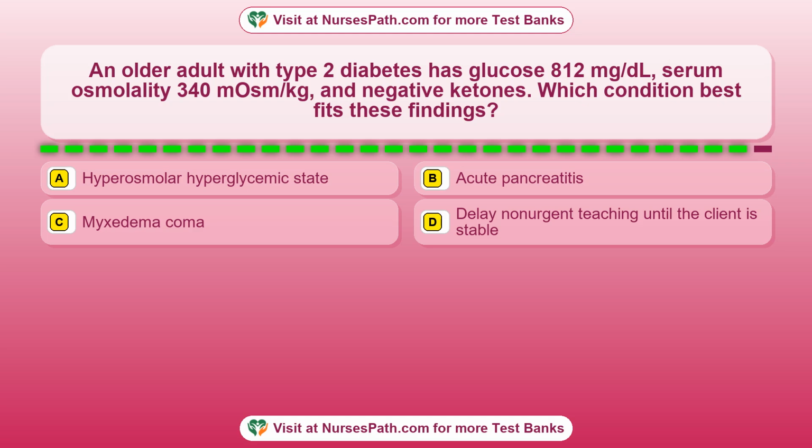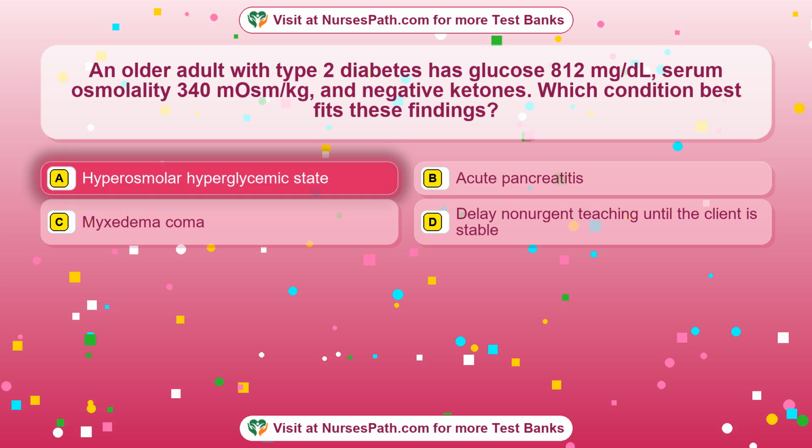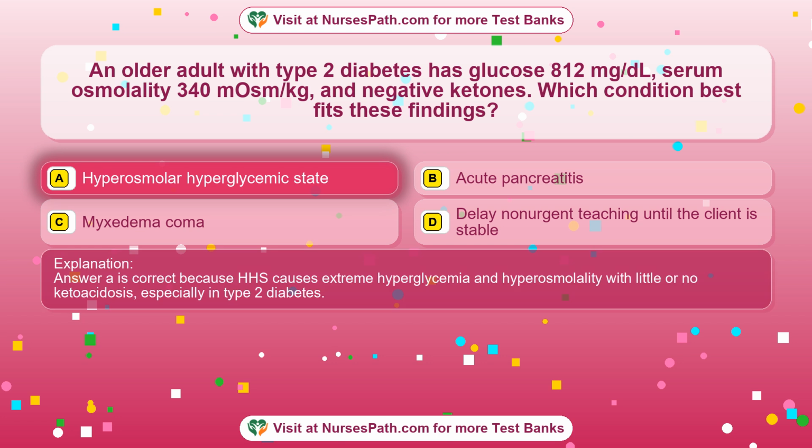Question 1. An older adult with type 2 diabetes has glucose 812 mg/dL, serum osmolality 340 mOsm/kg, and negative ketones. Which condition best fits these findings? Option A, hyperosmolar hyperglycemic state. Option B, acute pancreatitis. Option C, myxedema coma. Option D, delay non-urgent teaching until the client is stable. The correct answer is option A, hyperosmolar hyperglycemic state. Answer A is correct because HHS causes extreme hyperglycemia and hyperosmolality with little or no ketoacidosis, especially in type 2 diabetes.